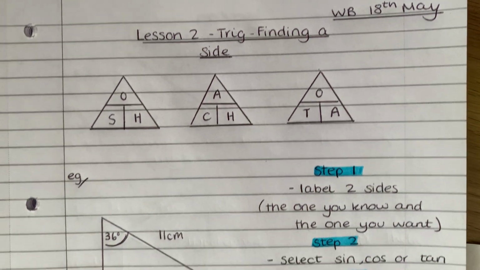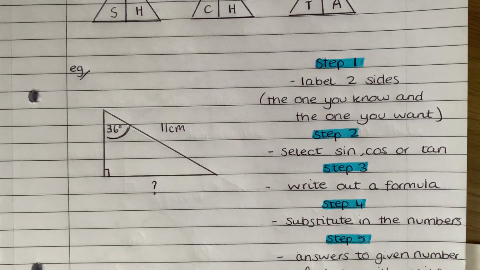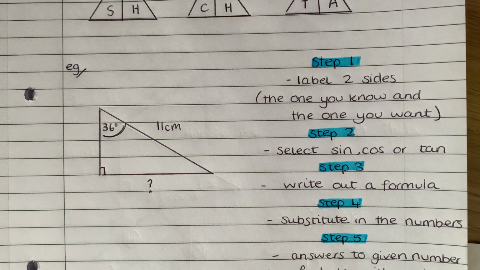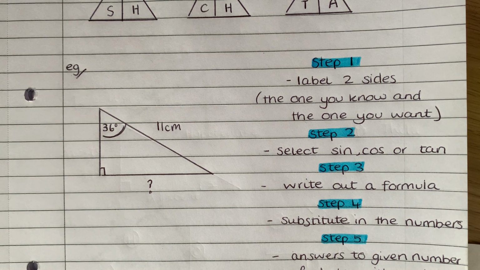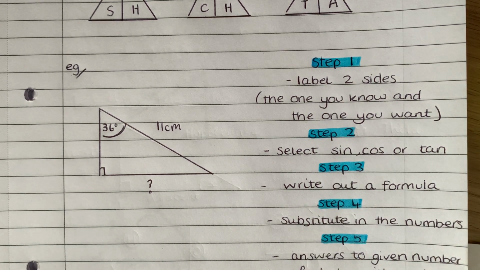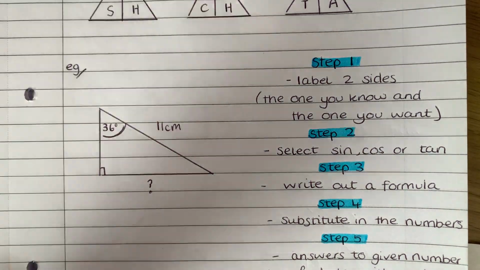Okay, now, down the side here, I've got my 5 steps to answering trig questions. I use the same steps for finding a side and finding an angle, which you'll find out next week. Now I would write the steps down. You'll hear me go, this is step 1, this is step 2, so we'll go along with that. Right, so make sure that you've got your steps out.